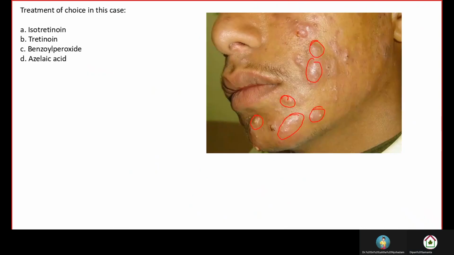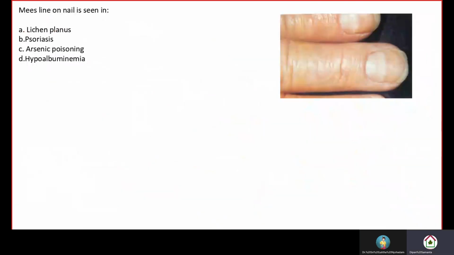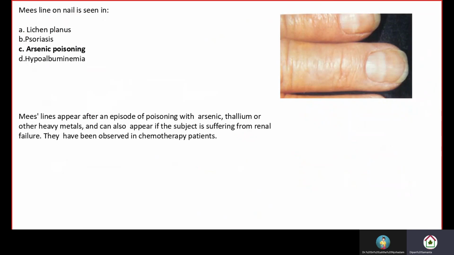So now our question is, Mees lines on nail are seen in arsenic poisoning. They appear after episodes of poisoning with arsenic, thallium, or other heavy metals. Basically, heavy metal poisoning gives Mees lines.